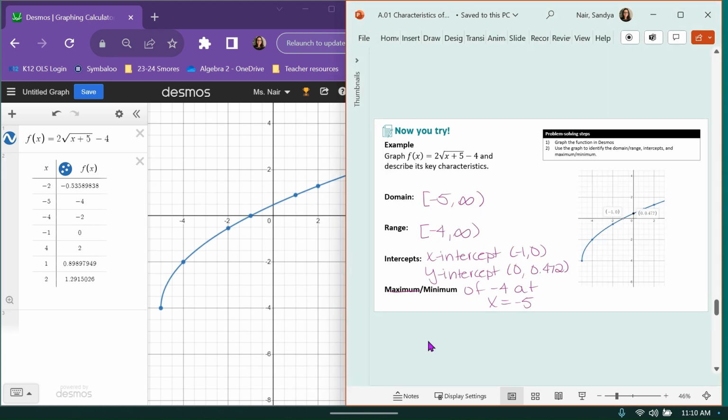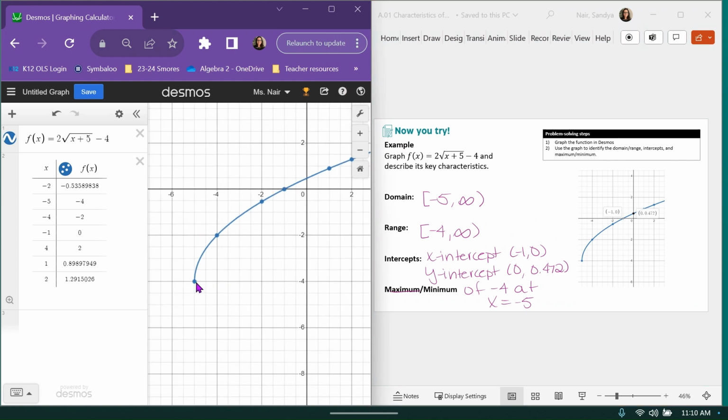So now let's think about the key features of this function. So the domain, once again, is going to start off at -5, and then it's going to go to the right from there. So we're going to say -5 to positive infinity. The range, the lowest y value is at -4, and then from there it goes up. So it's going to go from -4 to positive infinity.